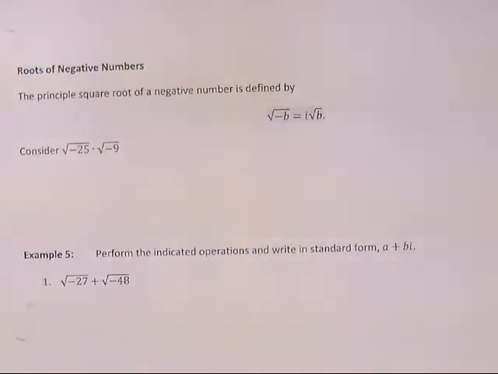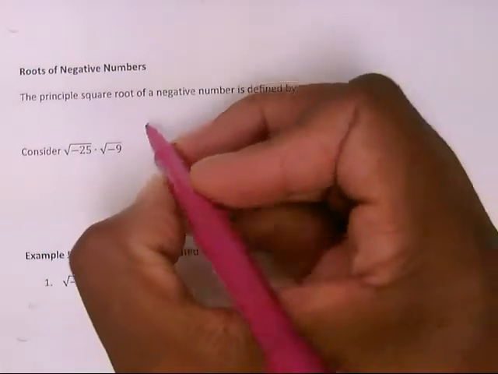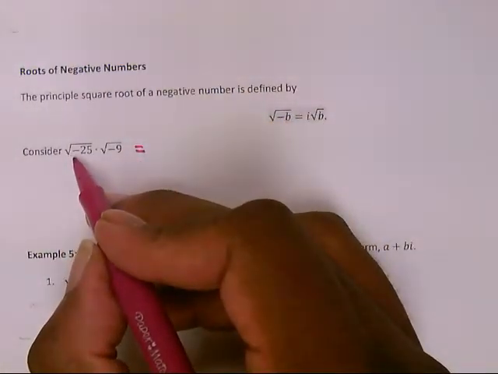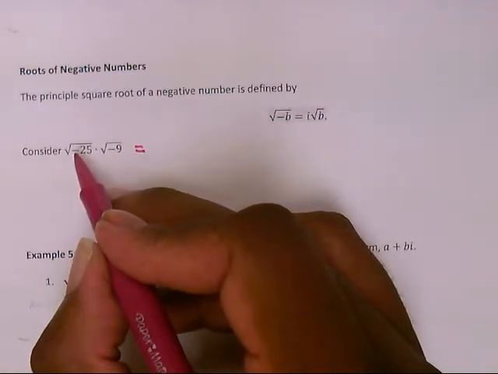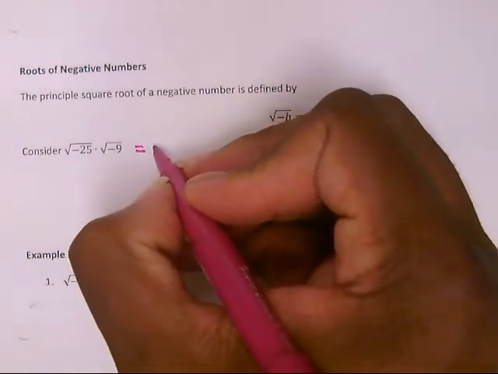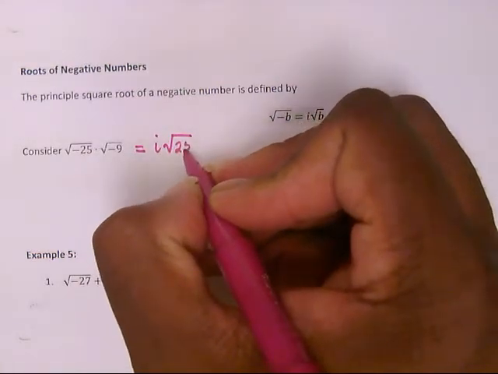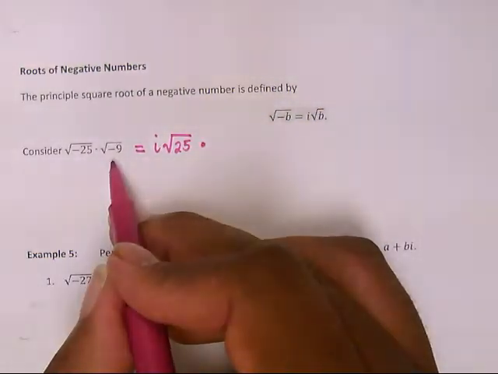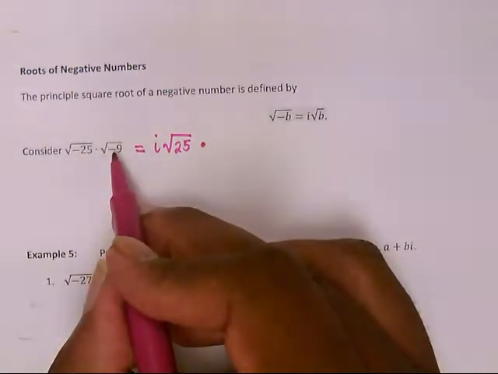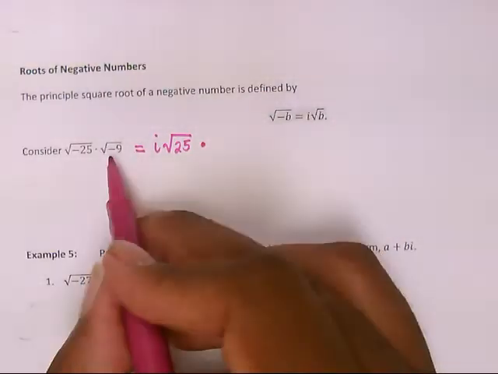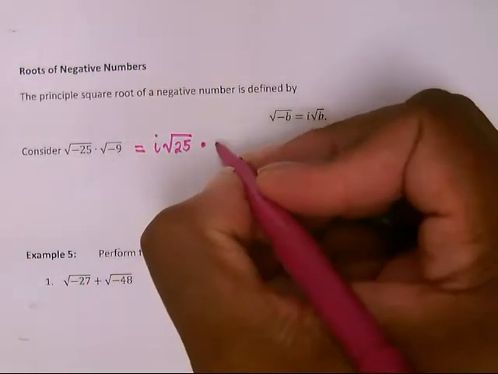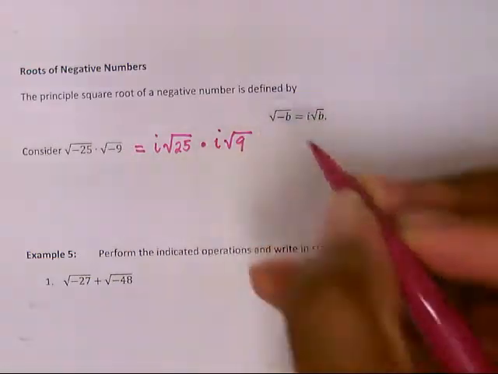Now let's consider the square root of negative 25 times the square root of negative 9. Before we take the square roots, we have to write this in terms of i. Negative 25 has negative 1 in it, so I need to take the square root of negative 1. That's going to be i, so that'll be i square root of 25 times... Same thing for the square root of negative 9. There's negative 1 underneath that radical, so we can take the square root of negative 1. That's going to be i square root of 9.